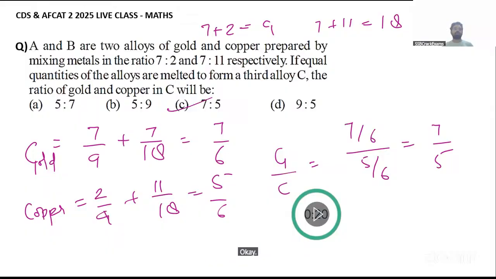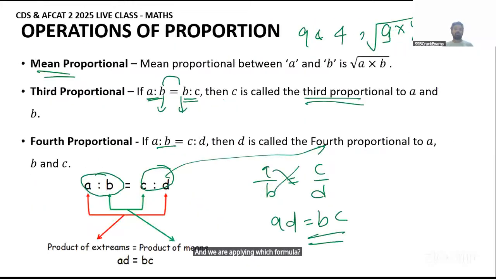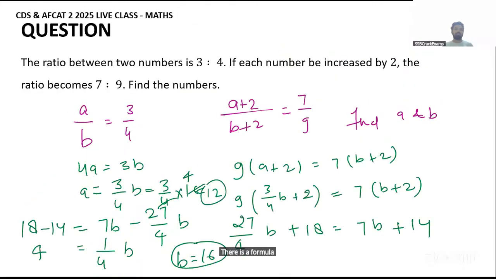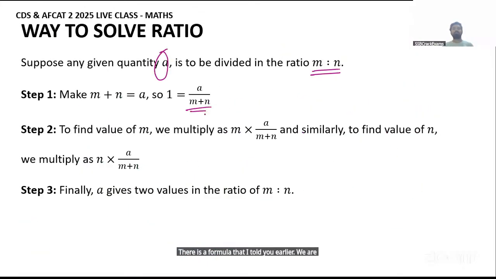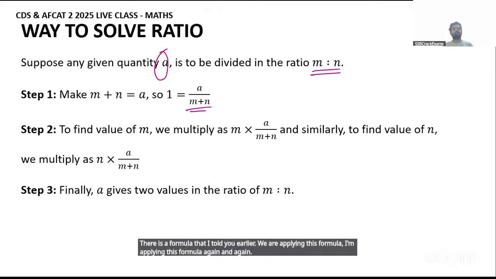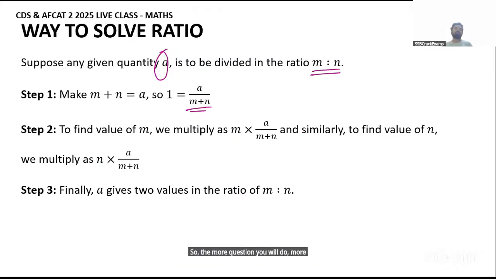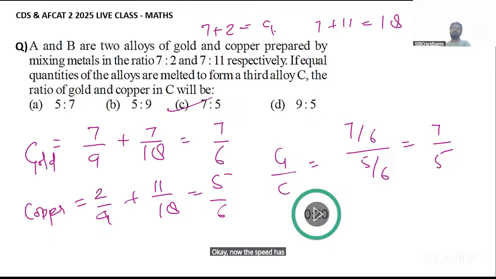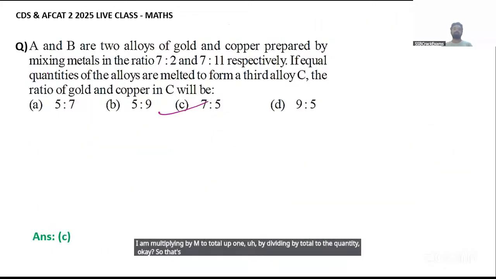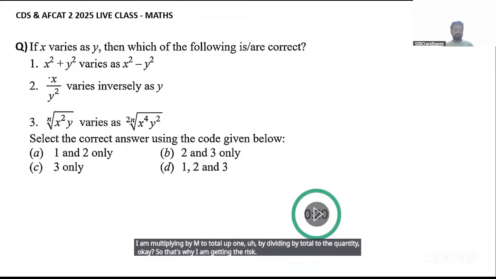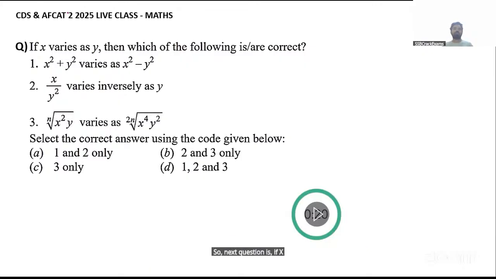Okay. So again and again, I am telling you that we are applying the formula that I told you earlier. I am applying this formula again and again. So the more questions you do, the faster you can do them. See, now the speed has increased. I am just adding m plus n in both cases, multiplying by m and dividing by the total to get the quantity. That's why I am getting the ratio. So the next question is: if x varies as y, then which of the following is correct?